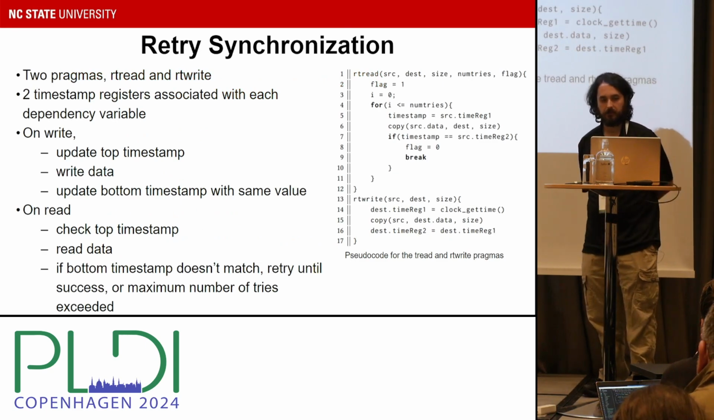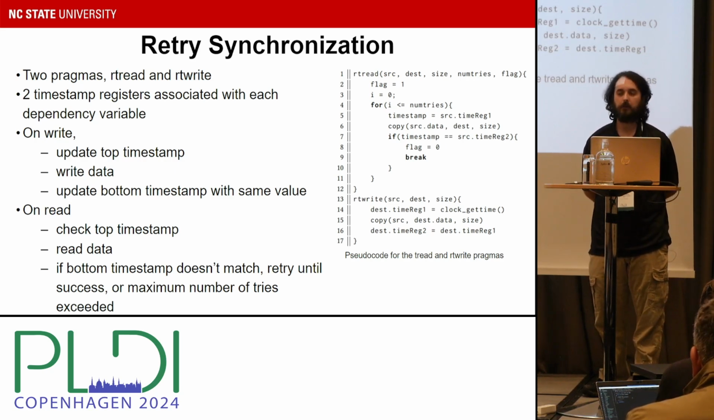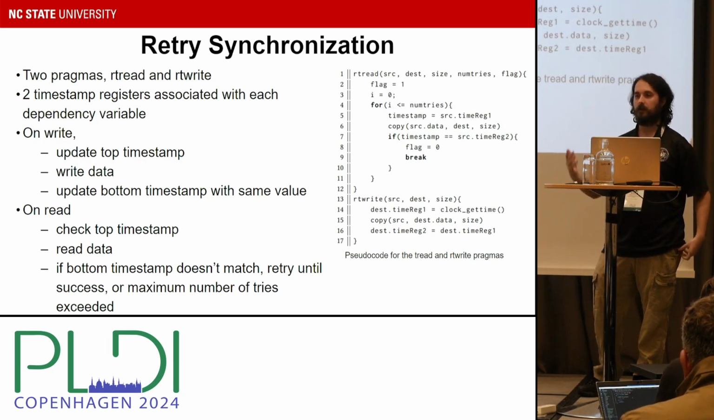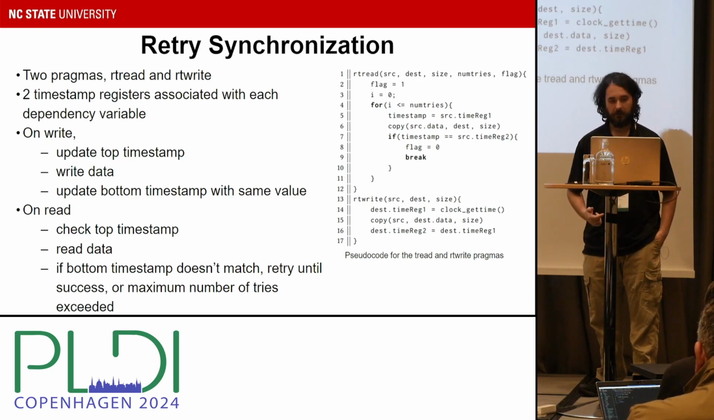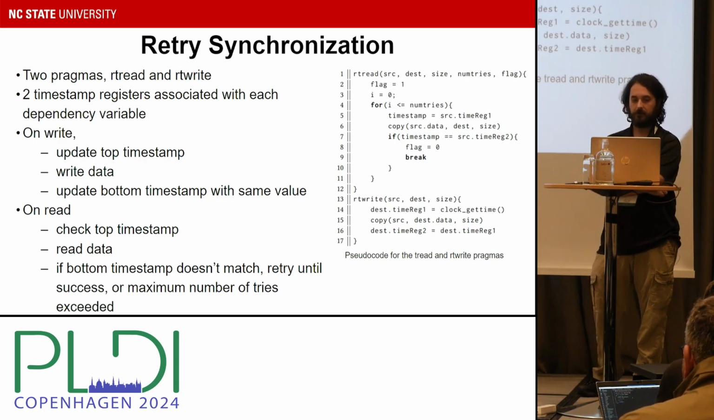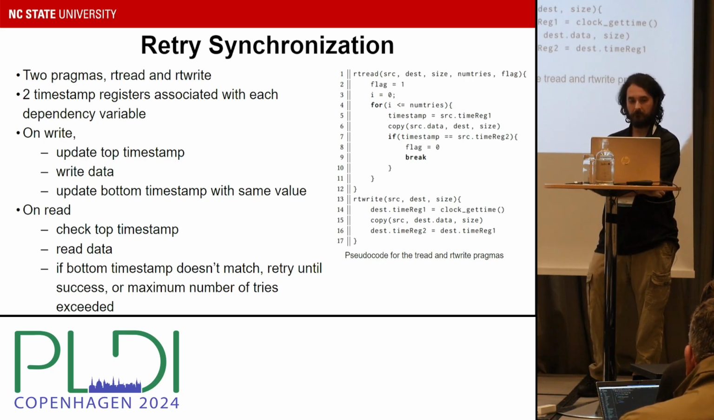So for synchronization using the retry method, there's read and write pragmas that can be invoked from within an RT task or outside an RT task for communication across the real-time barrier. The way these work is by updating 2 timestamp registers associated with each dependency variable. There aren't limitations on the type or size of the dependency variable. That's just passed into the pragma.